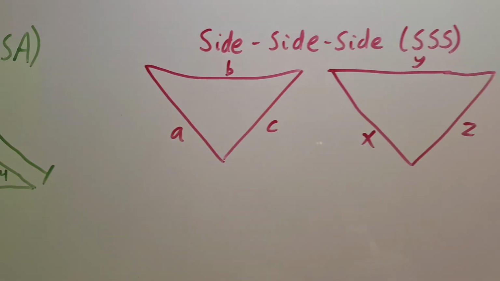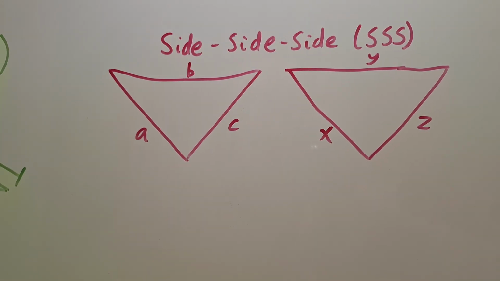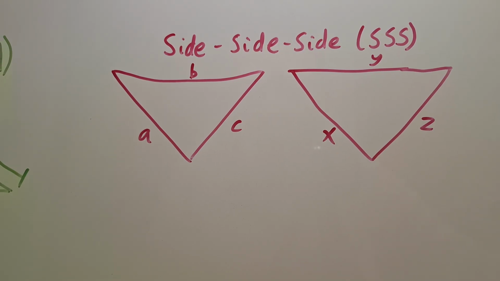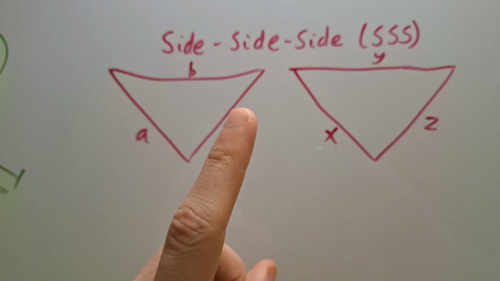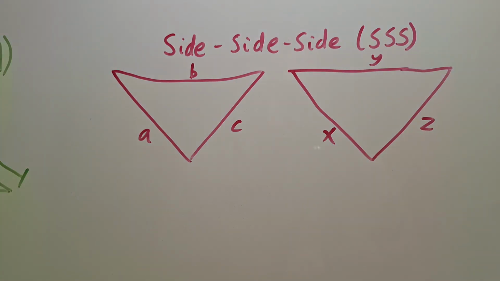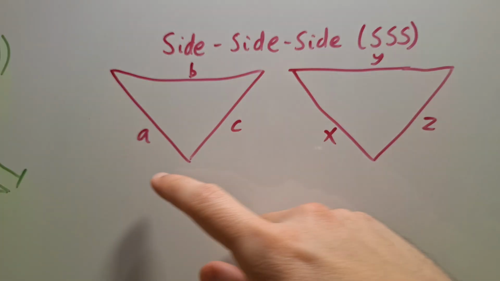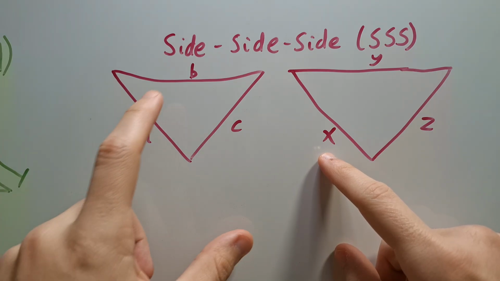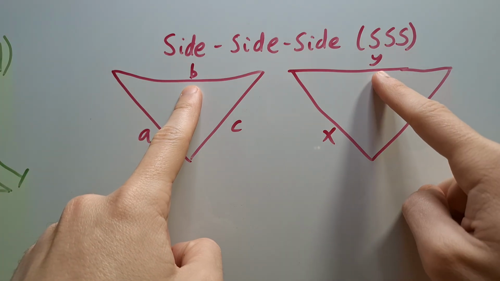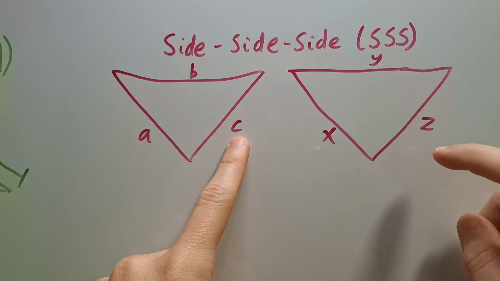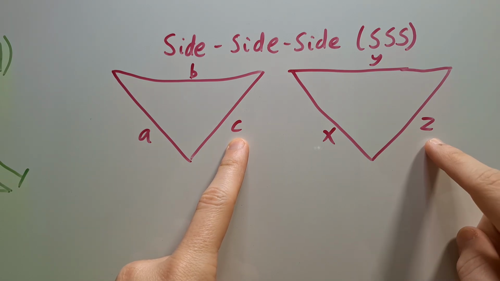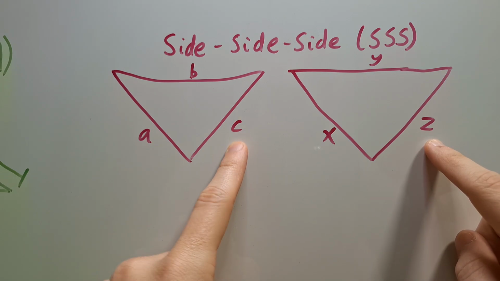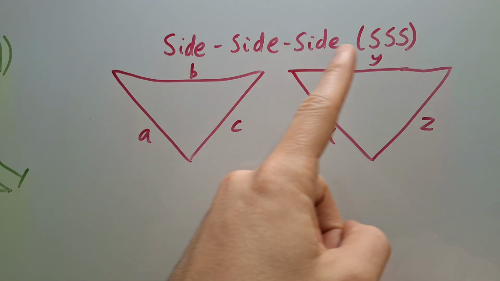Here's another one. This is known as side side side. If 3 sides of one triangle measure the same as the corresponding sides of another triangle, then the triangles are congruent. In this case, if side length A equals side length X and side length B equals side length Y, and if side length C equals side length Z, then the 2 triangles are congruent by side side side.